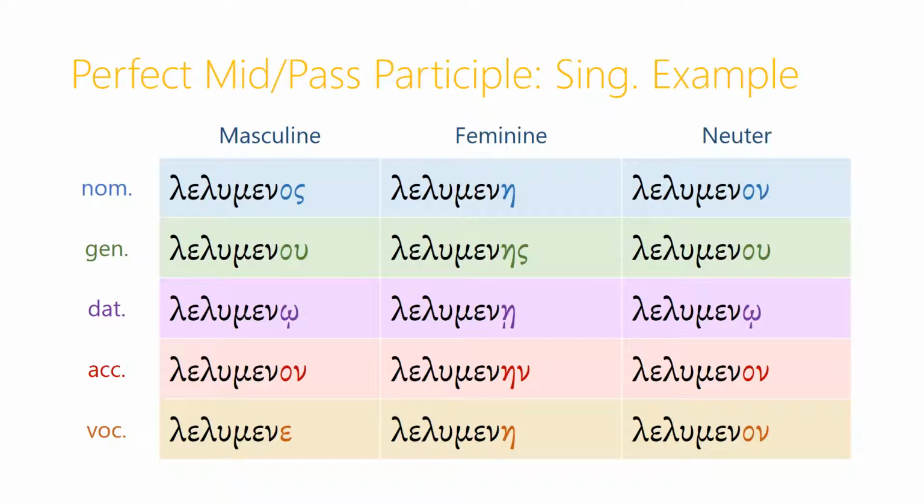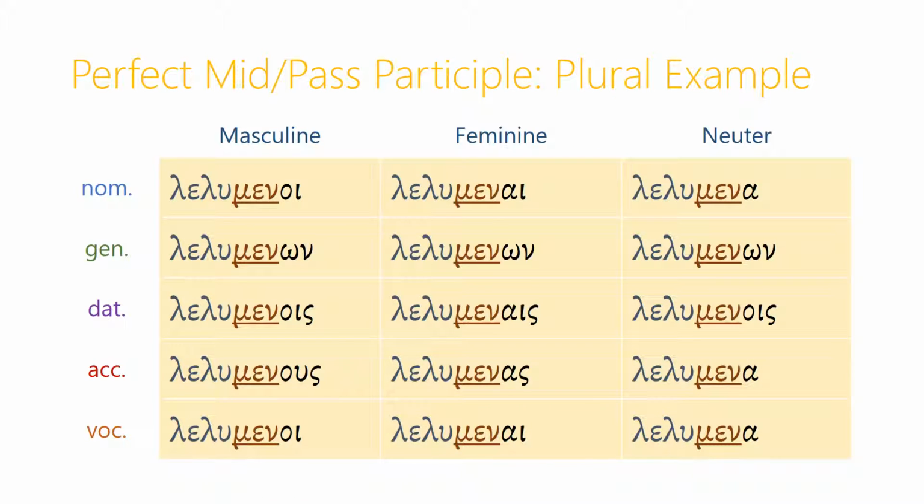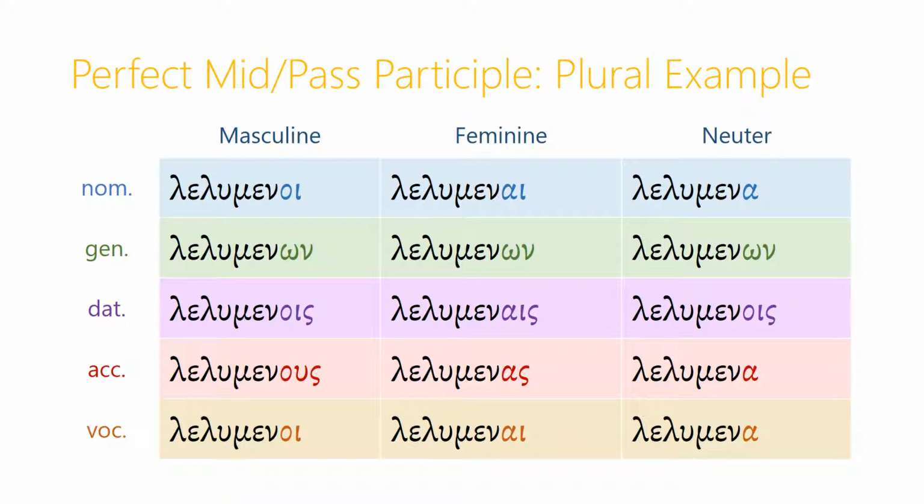These are all quite regular endings, and so there are no tricks at all, really, with the perfect middle and passive participles. In the plural forms, we get lelumenoi, lelumeni, lelumena in the nominative. And again, once we remember that we're just adding the men voice indicator and the case ending onto the stem, these are quite easy to put together. And all of these plural forms are completely regular, exactly what we would expect.